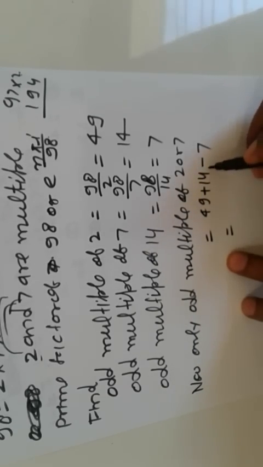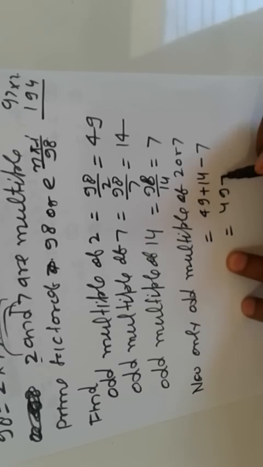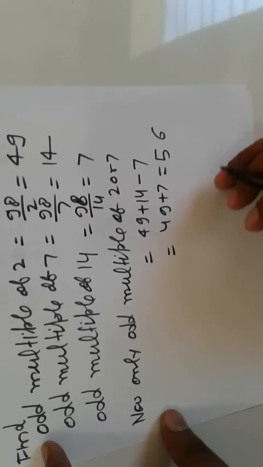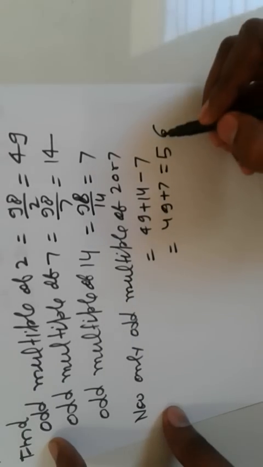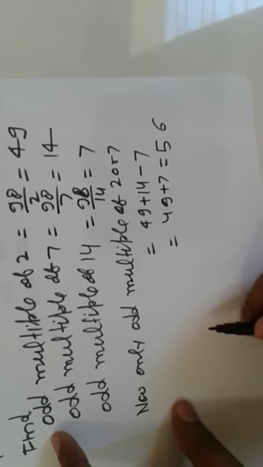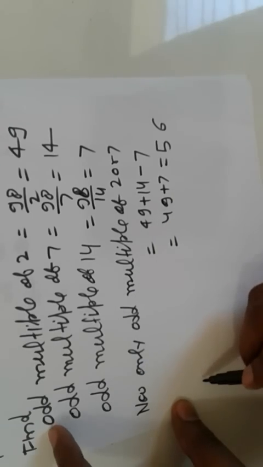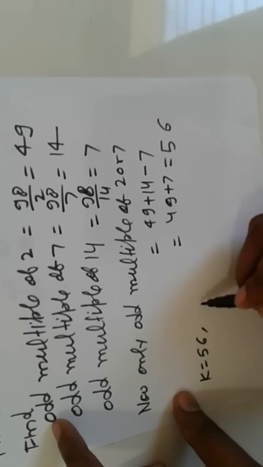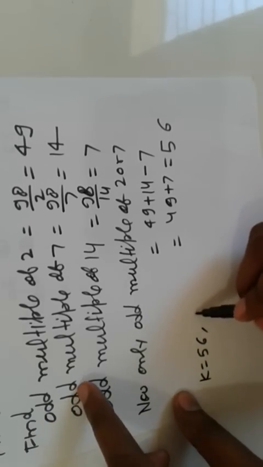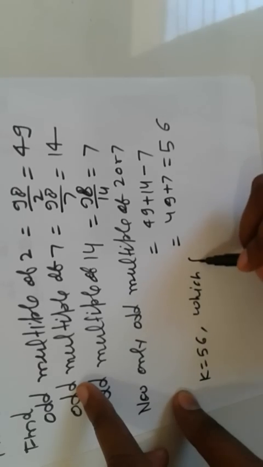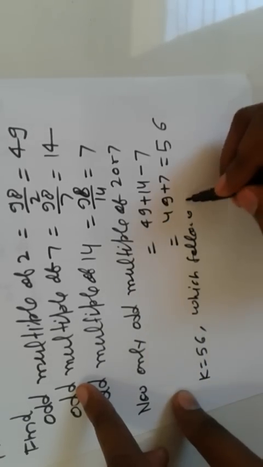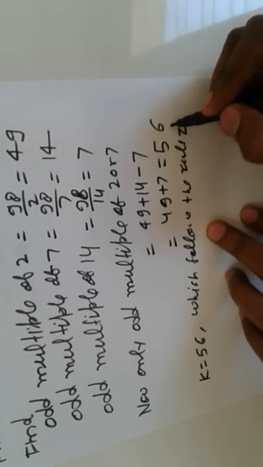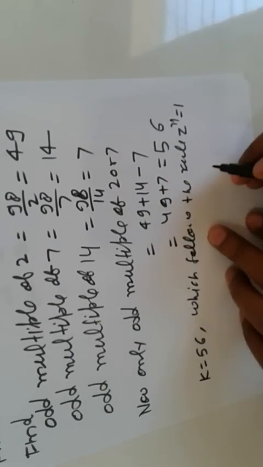So how much is 49 plus 14 minus 7? So 49 plus 7, you get 56. So k equal to 56 means it follows the rule z raised to n equal to 1.